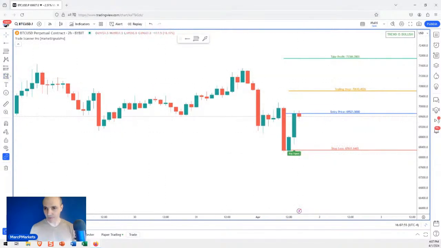Stop is over here. The entry is the blue line here and your take profit is up here. Once again, there's no guesswork. It's all done for you.